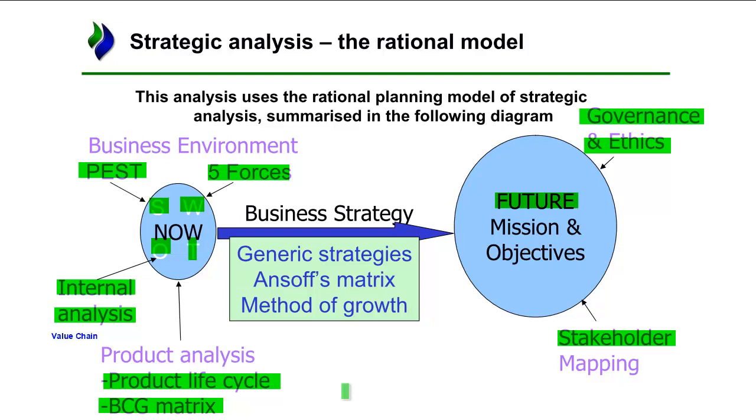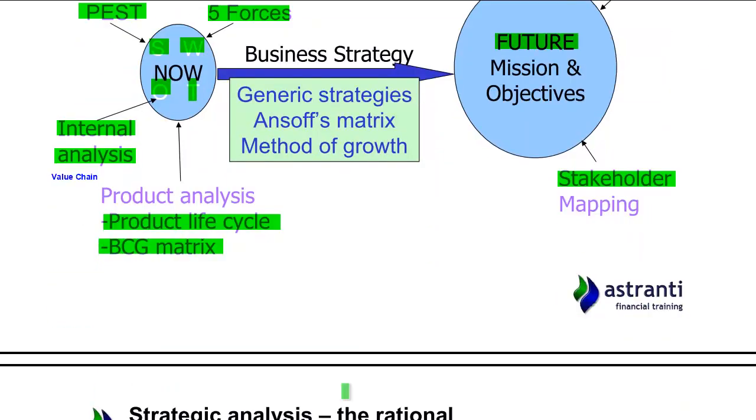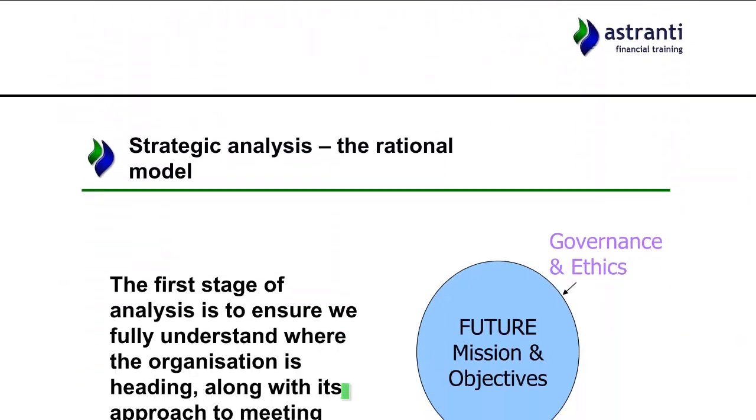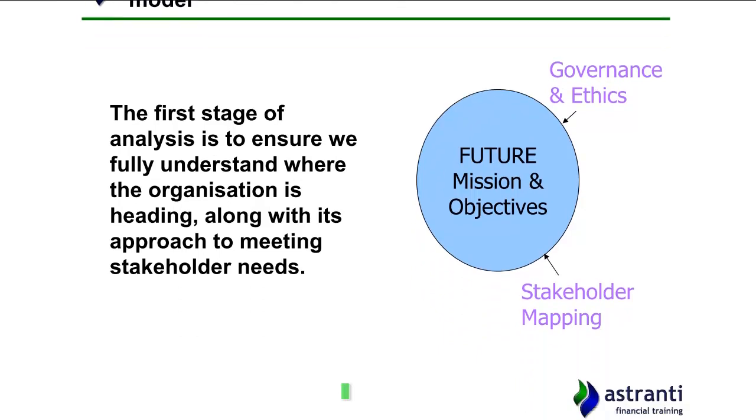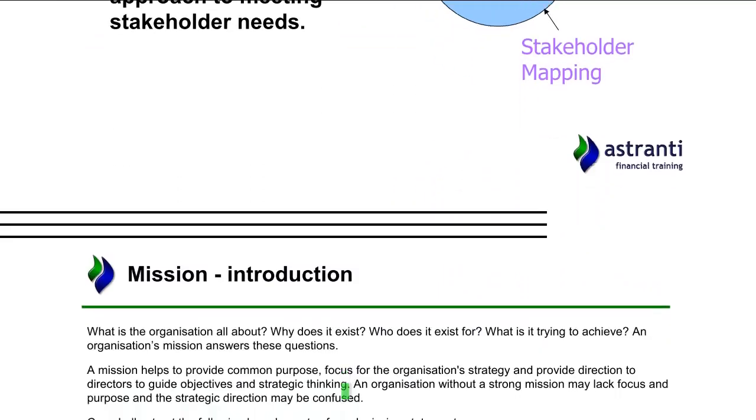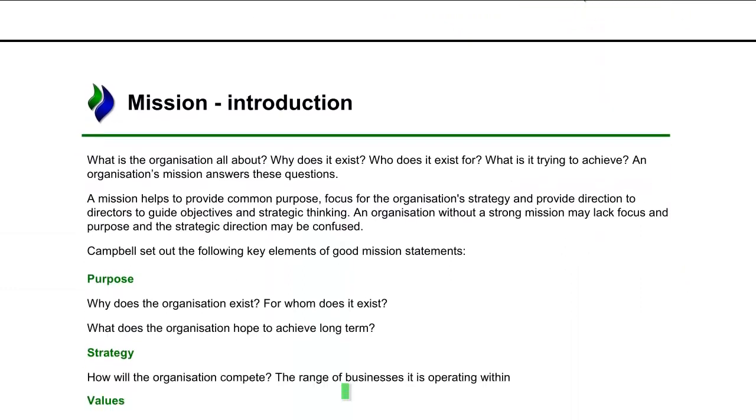Okay, but we've got to plot that route, decide of all those options what it is that we're going to do, and that's where I'm going to end up. I'm going to give you, here is the way I would take this forward if I was a director of this business, and we're going to work through that process. So let's start then by looking at the first stage, which is considering the future, the mission, the objectives, the stakeholders, and the governance. Okay.